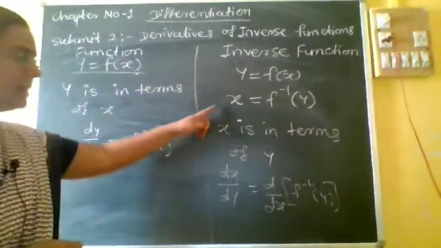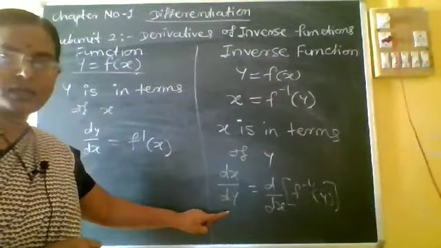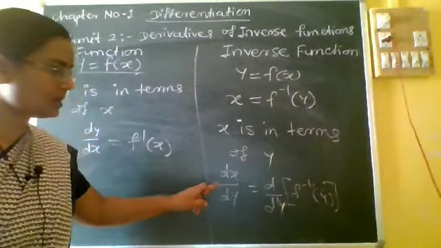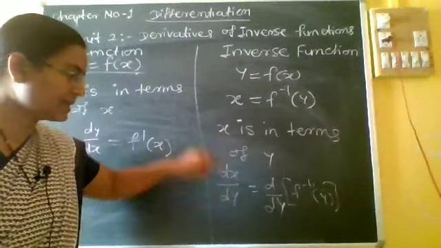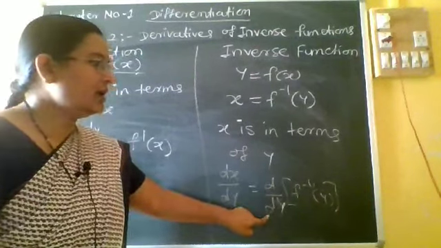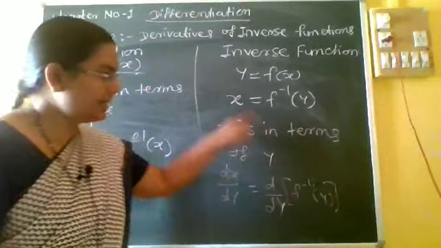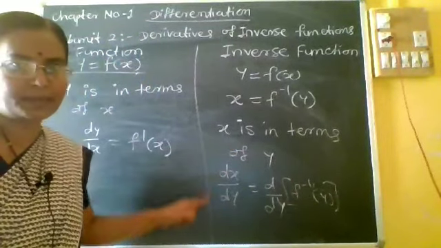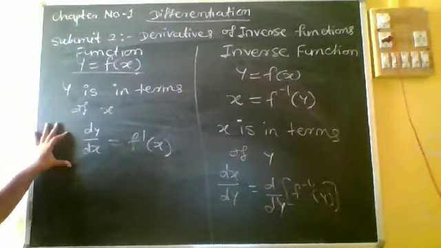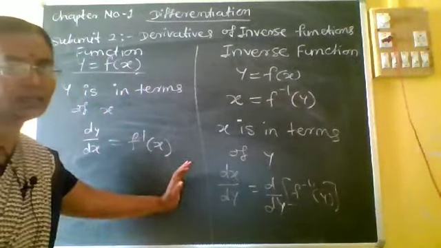That is the derivative of this x with respect to y, that is dx by dy is equal to d by dy of f inverse of y, means the inverse function, and the derivative of this inverse function is dx by dy. These differentiations, that is dy by dx and dx upon dy, are reciprocals of one another.